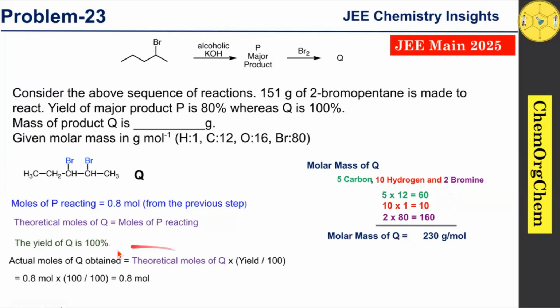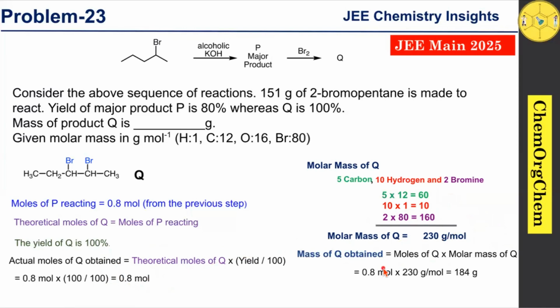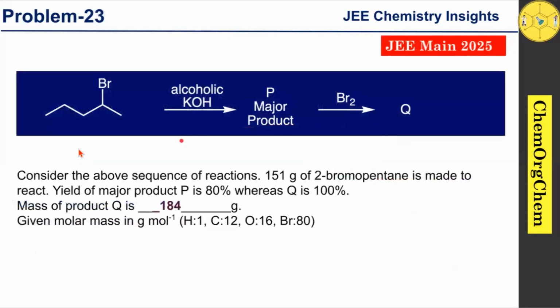So now we have 0.8 mole of Q obtained in this reaction, as well as the molar mass of Q. So now you multiply these two values. Now you can get the mass of product Q. So here you can see that 184 gram of product Q is obtained in this reaction. So next, moving on to our question. As per our discussion, the mass of product Q obtained in this reaction is 184 gram.